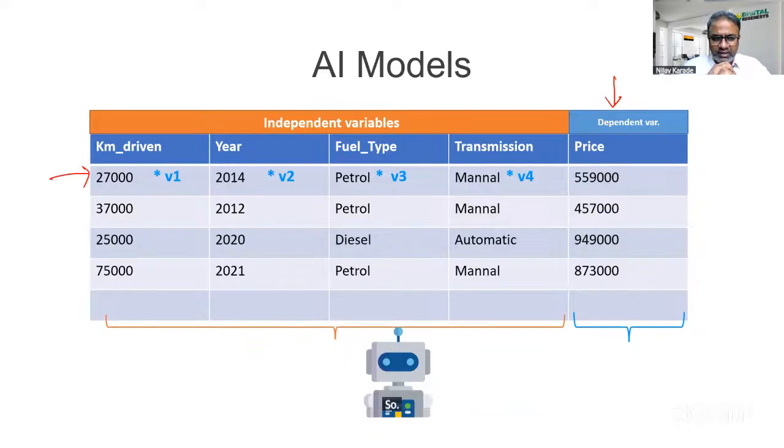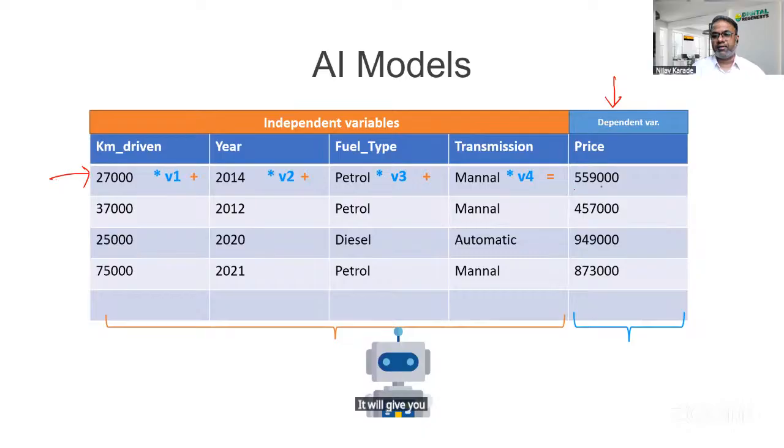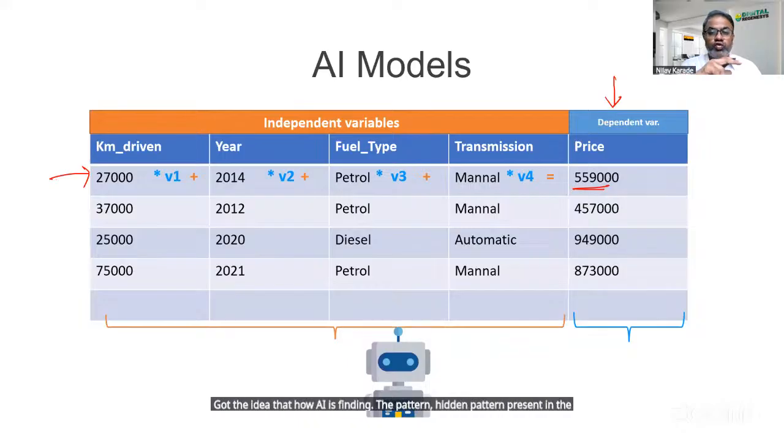So for example, here, when I present this first row of data to the AI model, it may come up with some values, let's say V1, V2, V3, V4, etc. And on multiplying these values with these respective columns, and when you further add these products, it will give you the price of the car. I hope now you get the idea of how AI is finding the hidden pattern present in the data through such mathematical equations, right?